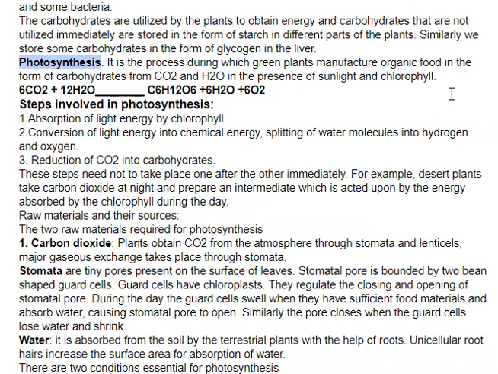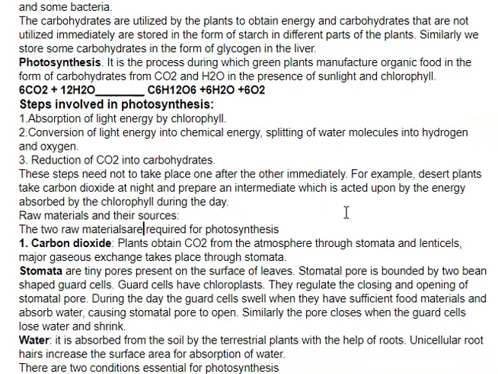So, raw materials and their sources. Two raw materials are required for photosynthesis: first, carbon dioxide, and second, water. Carbon dioxide is obtained from the atmosphere through stomata and lenticels. What are lenticels? These are the openings present on the stems. Plants obtain carbon dioxide from the atmosphere through stomata and lenticels. Major gaseous exchange takes place through stomata.